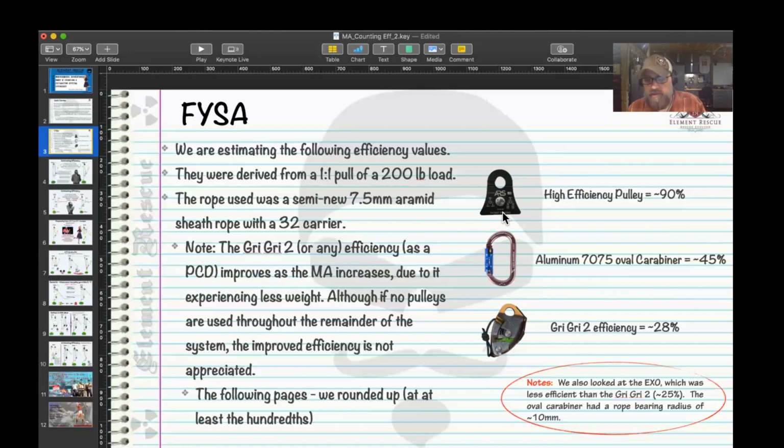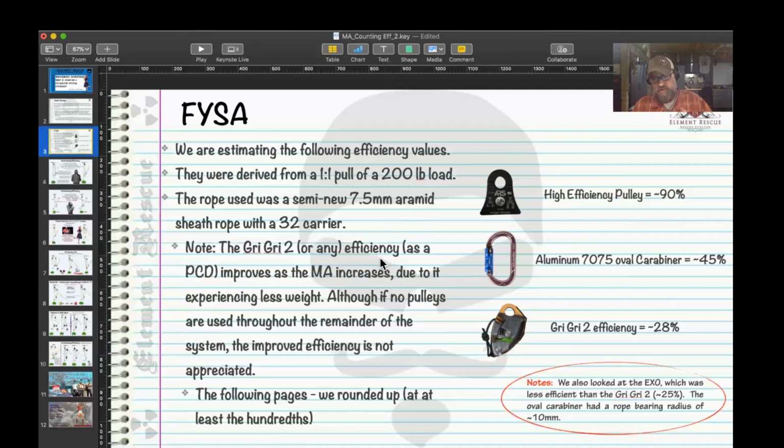One note that we want to make too is we also looked at the EXO, just because that's part of a bailout system, and the way that it's advertised, you can make a 3-to-1. We'll talk about that. That is actually less than what the gree is. On the EXO, we're looking somewhere around 23 to 25%, depending on the rope that you're using. And we'll get into different ways in which that's appreciated in our system.